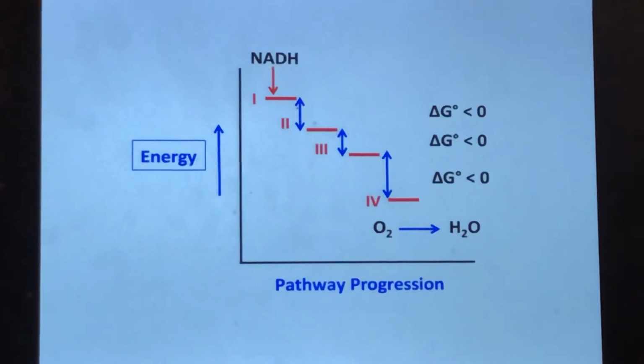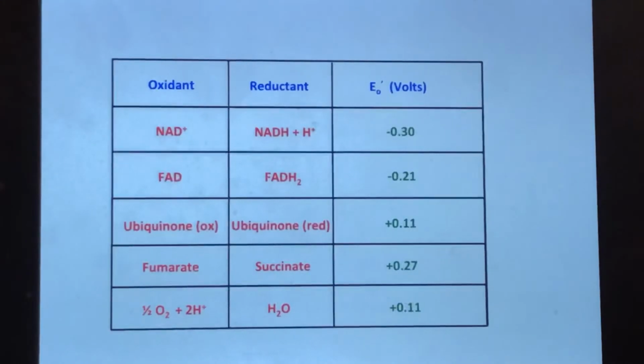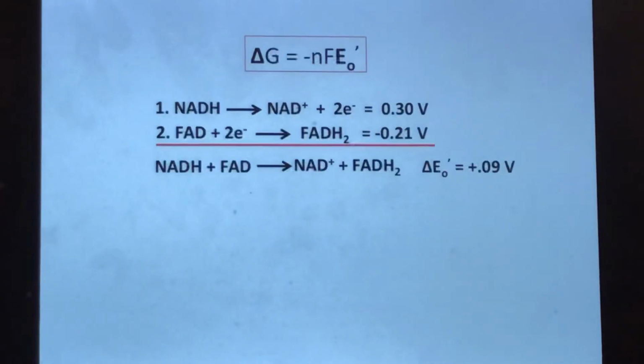Every step has a negative delta G because it's spontaneous, and we can write that in more physical chemical terms of what's called electron volts, or E0. And what you see here is oxidants and redox that has electron volt potentials assigned to it. And what you should remember is that there's a formula called delta G equals negative nFE, where what we see here is E0, this is standard conditions. And if you write out the half reactions, what you notice is that in order to get a spontaneous reaction, you have to have a delta E that's positive, and that's what occurs between NADH and FAD.